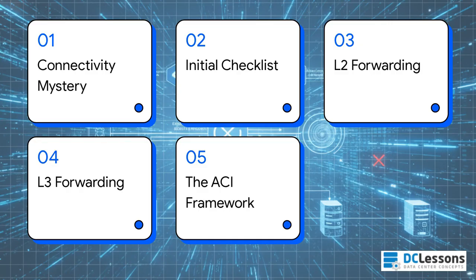Here's our game plan. First, we'll set the scene with the connectivity mystery. Then, we'll run through an initial checklist of the usual suspects. After that, we're going to get into the real meat of it, decoding both Layer 2 and Layer 3 forwarding. And finally, we'll pull it all together into one simple, powerful ACI troubleshooting framework.